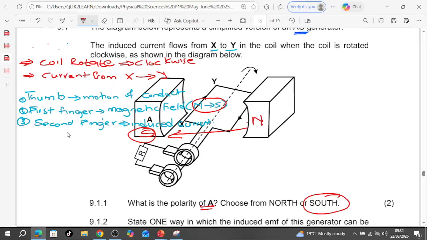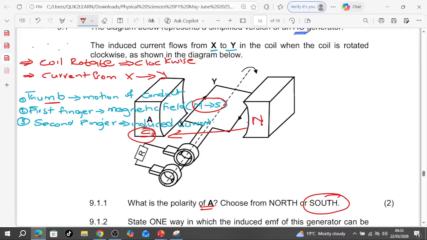First thing first, we said we need the direction that makes the current go from X to Y. Now, if we need the one that goes from X to Y, let's look at the thumb. We said the thumb is the motion of the conductor, and the first finger is the magnetic direction. So when this is the magnetic direction, the second finger is the induced current.